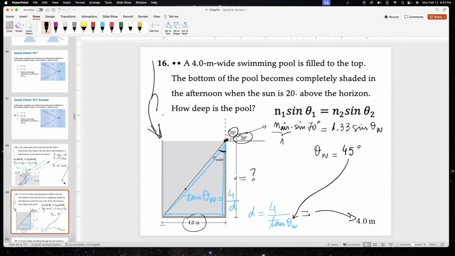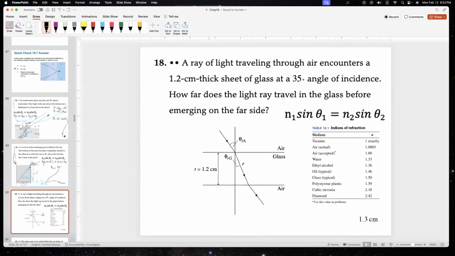How do you get there? Practicing. Study the example problems in the book and then solve more, and this helps and makes your life easier as you go on. A ray of light traveling through air encounters a 1.2 centimeter thick sheet of glass at a 35-degree angle of incidence.